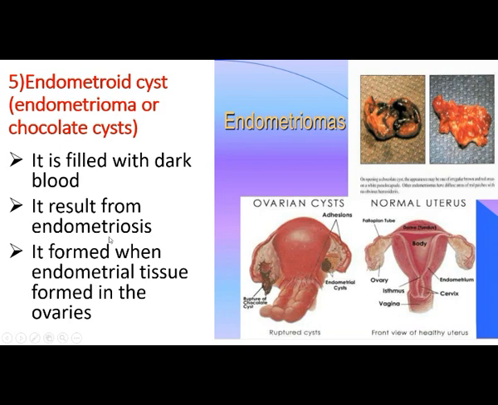When the endometrium is implanted outside the uterine cavity, where the remnants fall, it matures in each menstrual cycle, develops and ruptures. It forms a dark blood-filled cyst when endometrial tissue forms in the ovaries. You can see the ruptured chocolate-like cysts here. This is the endometrial cyst.